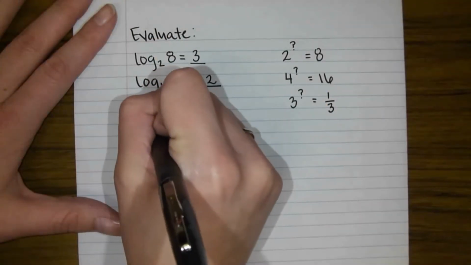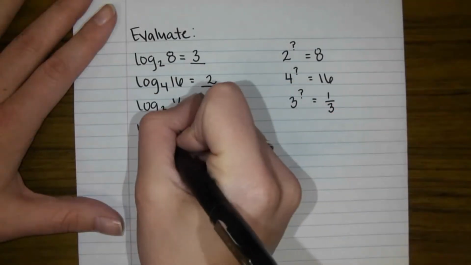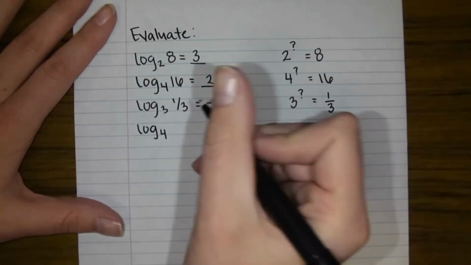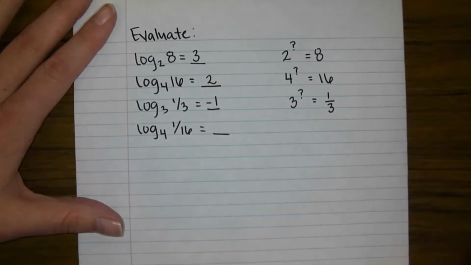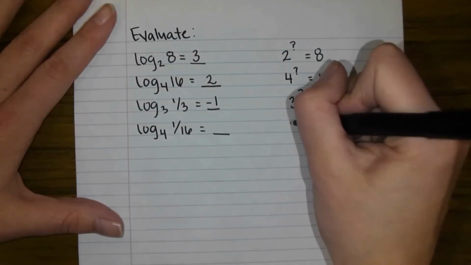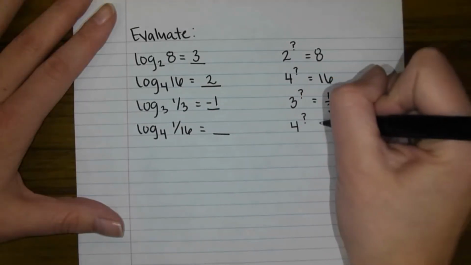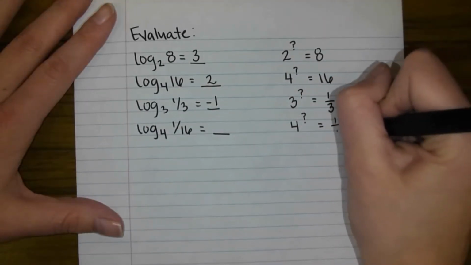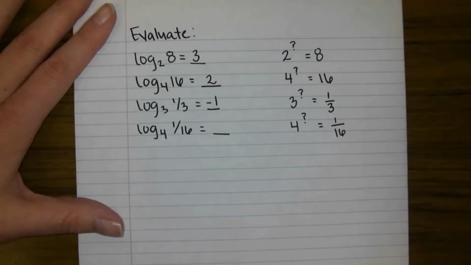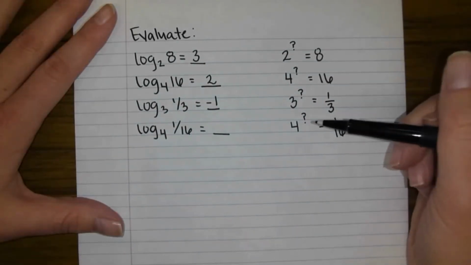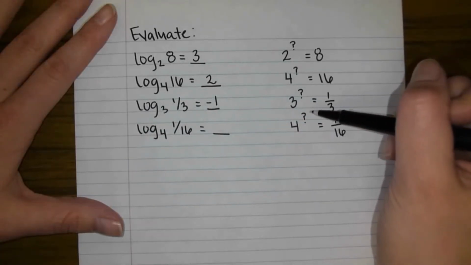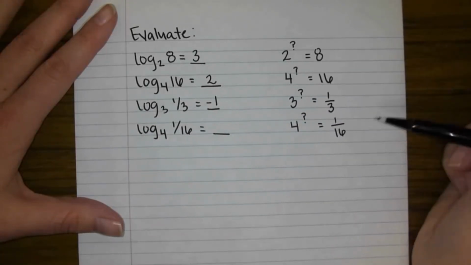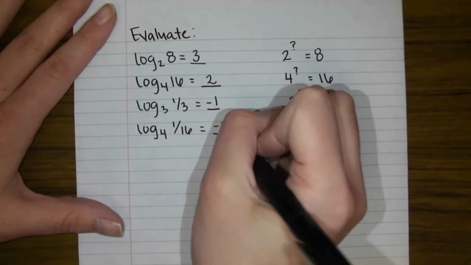Let's keep on trying some. What about log base 4 of 1/16? What does that equal? Set it up the same. 4 to what power equals 1/16? Well, I know 4 squared equals 16. So if I make that squared negative, it'll make it a fraction. So this has to equal -2.